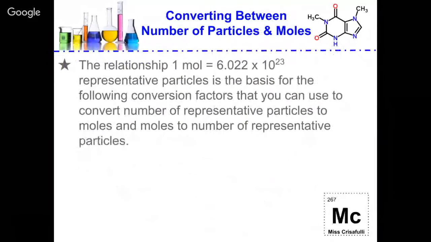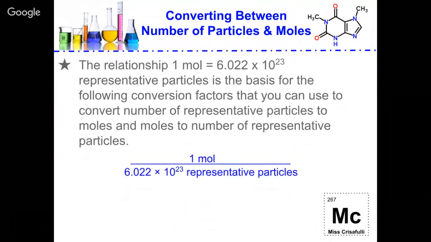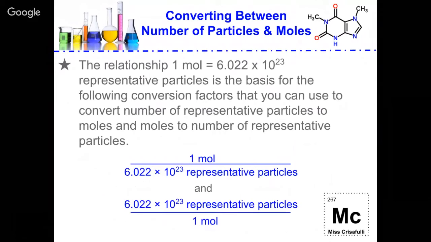So the relationship 1 mole equals 6.022 times 10 to the 23rd representative particles is the basis for the following conversion factors that you can use to convert number of representative particles to moles and moles to number of representative particles. What does that mean in a nutshell? Basically, you get 2 conversion factors. You can write 1 mole over 6.022 times 10 to the 23rd representative particles. Now remember, that could be atoms, molecules, ions, or formula units. Or you can write the reciprocal, where 6.022 times 10 to the 23rd is on the top, over 1 mole.